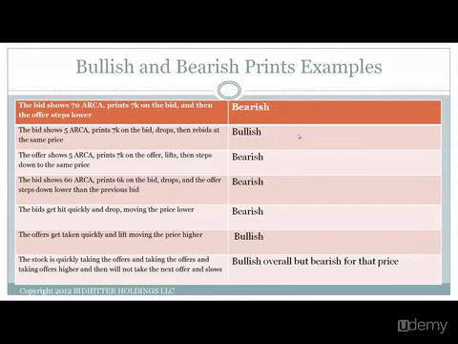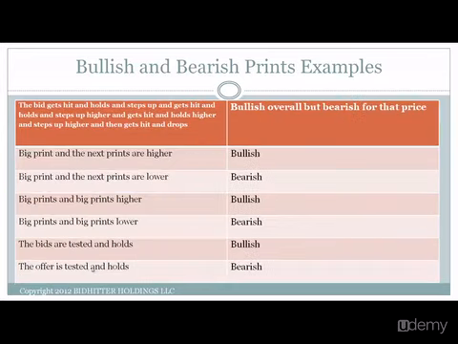The bid shows 60 ARCA, prints 6K on the bid, drops, the offer steps down lower than the previous bid. That's bearish. The bid gets hit quickly and drops, and the price moves lower. It's bearish. Offers get taken quickly, lifts, and it starts moving to higher prices. It's bullish. Say the stock is quickly taking the offers and taking the offers and taking the offers higher, but then won't take the next offer and slows down. Overall, it's bullish because they've been taking the offers, but it's bearish for that price because it finally slowed down and didn't take that offer.